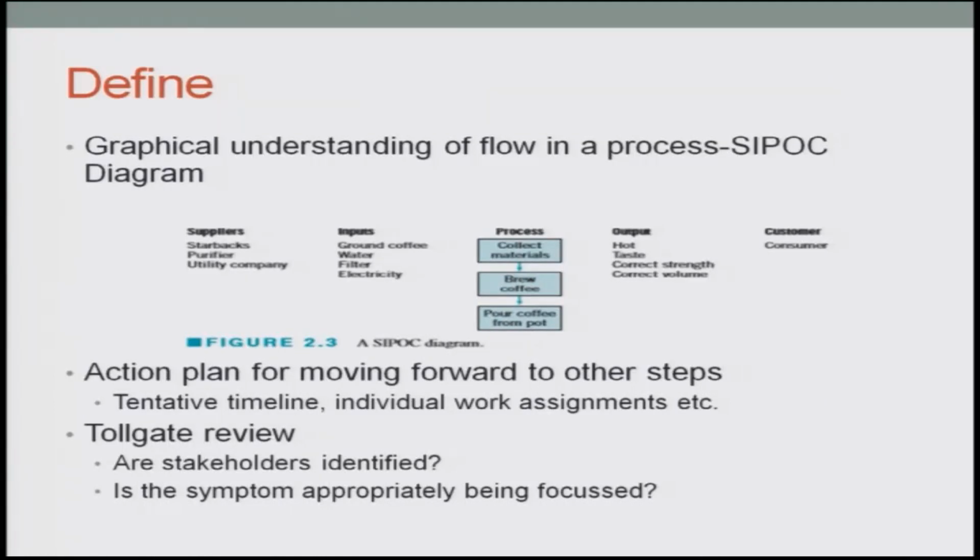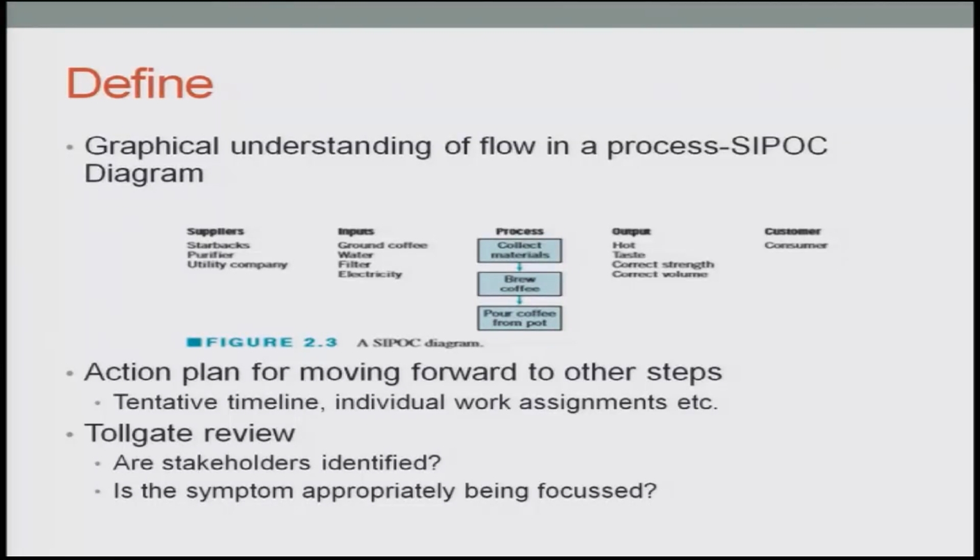So, continuing the discussion, the action plan for moving forward to other steps should include a tentative timeline, and individual work assignments should be very specifically mentioned. The reviews which happen at the tollgate will try to answer: are the stakeholders identified, what are the basic points based on which the stakeholders would analyze the problem, what problems can they face, how quality conscious are they, and to them what is the actual concept of quality? Is it something to do with the product, the price, or the services?